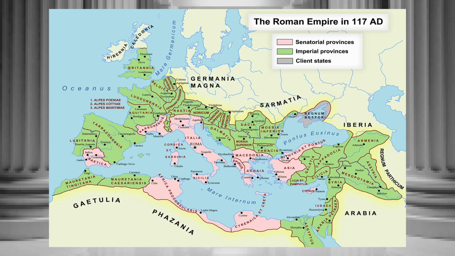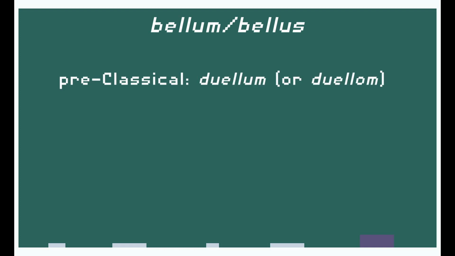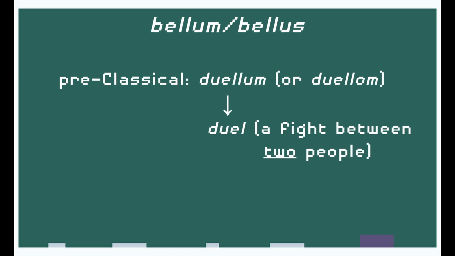By the time of the 1st century CE, when Rome was the imperial juggernaut we all learn about in history class, the Latin language had already been changing for centuries. The archaic form of the word for war, which you can still read in pre-classical authors like Plautus, was duellum. You should immediately recognize this as the origin of the word duel, which refers specifically to a fight between two people. The archaic Latin word has this root. Duo means two. Over time, duellum became bellum.